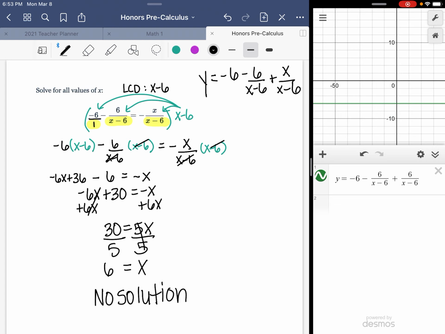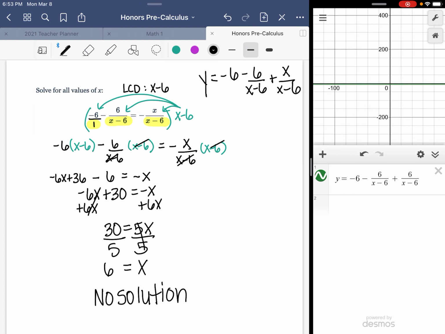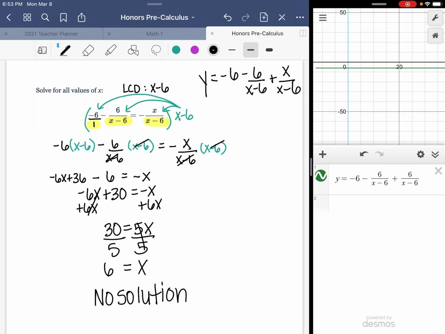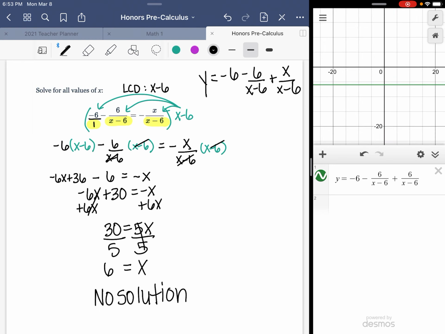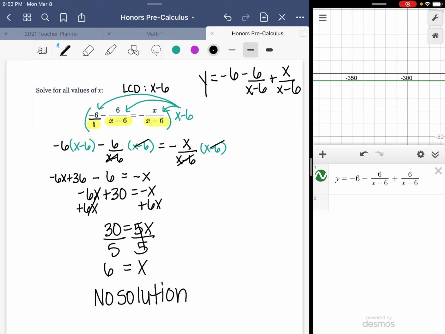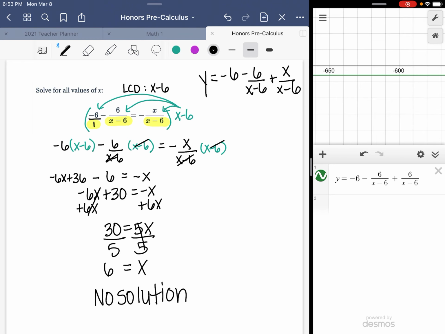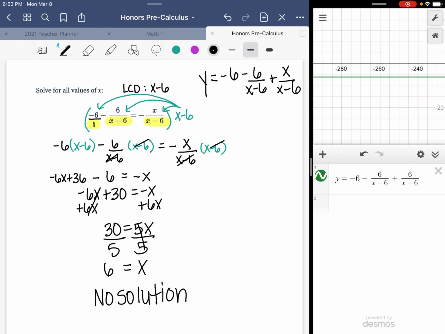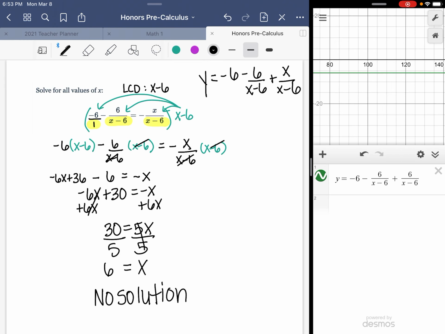All right, and what are you going to see? You're going to see that it actually is a linear function, and that linear function is never going to cross the x-axis. It's going to keep going because it is horizontal, so it's never going to cross, so it's no solution.